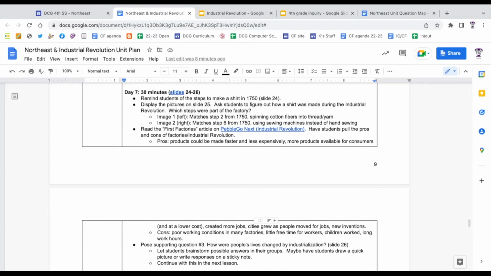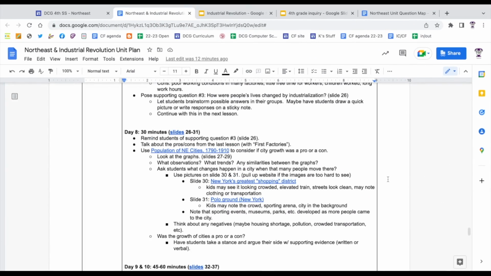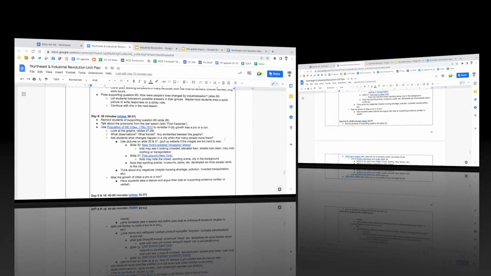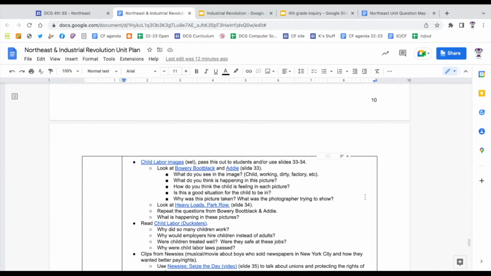Students take a look at supporting question 3 at the end of day 7 to start thinking about how people's lives were changed by industrialization. On day 8, students continue with learning about supporting question 3, and we take a look at a variety of resources. We have population charts and graphs, a couple of different pictures, with students to explore to consider how life changed with industrialization. Day 9 and 10, we're continuing with supporting question 3, and this time we're focusing mostly on child labor, focusing on why students had to work.